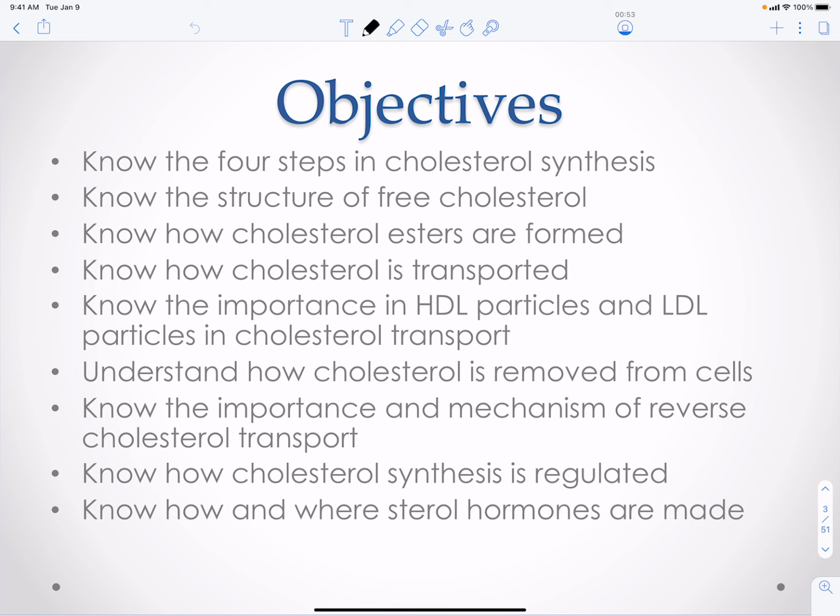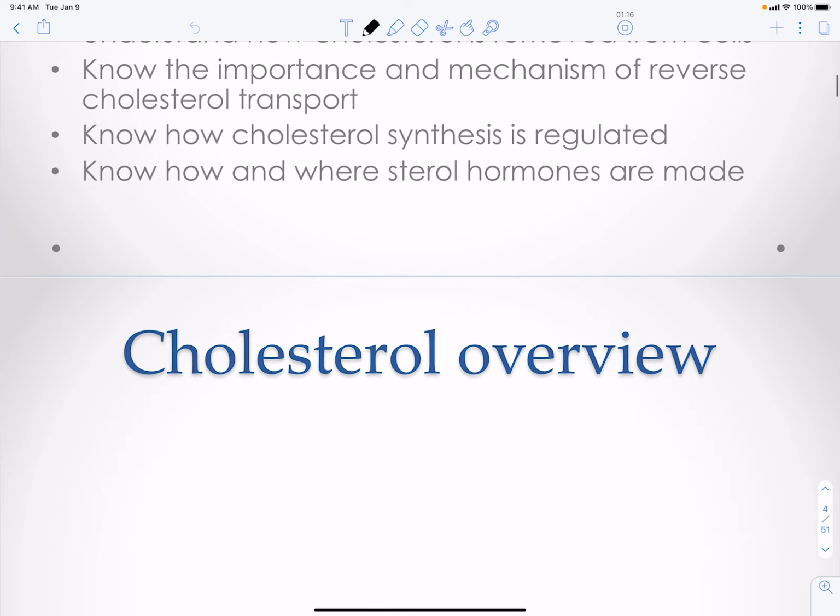We're going to talk about what is actual free cholesterol and the importance of cholesterol esters, as well as how they are transported, what type of particles pick them up, how do the particles deal with them, and how do they return them back to the liver. And then, of course, we have to know how cholesterol is removed from cells, and then what happens when the regulation goes wrong and you start to get buildup.